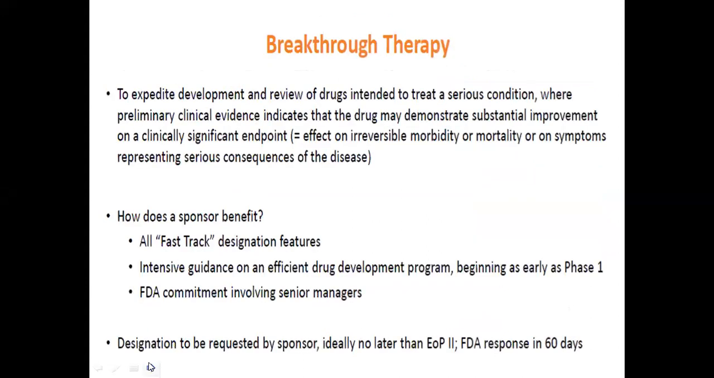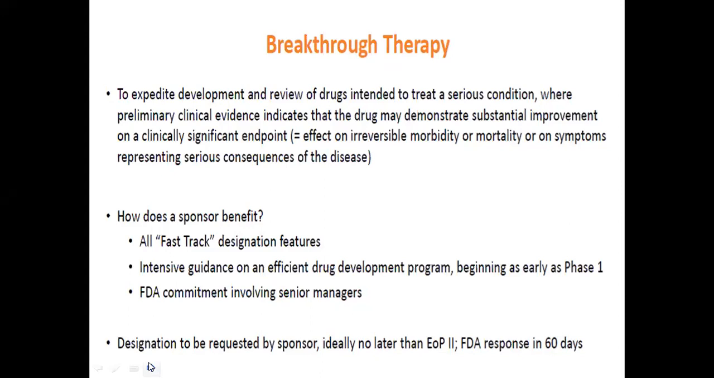And the next concept is breakthrough therapy, to expedite the development and review of drugs that are intended to treat a serious condition, just like, you can assume, bronchogenic carcinoma, where preliminary clinical evidence indicates that the drug may demonstrate substantial improvement on a clinically significant endpoint, that is, an effect on irreversible morbidity or mortality, or on symptoms representing serious consequences of the disease.